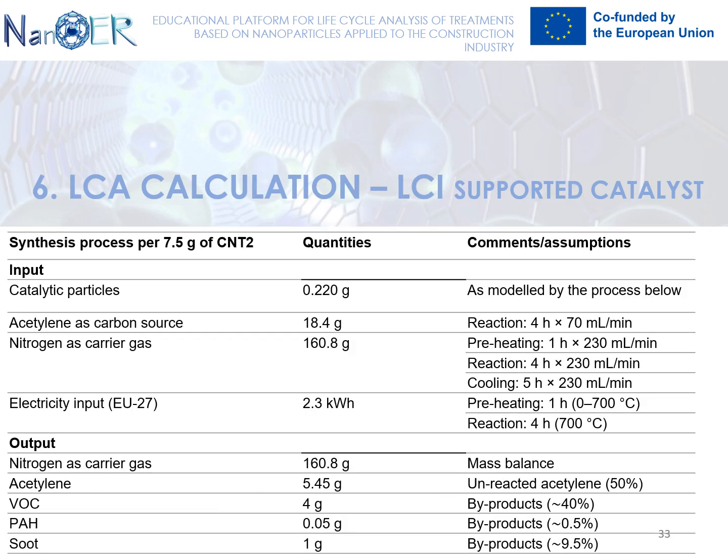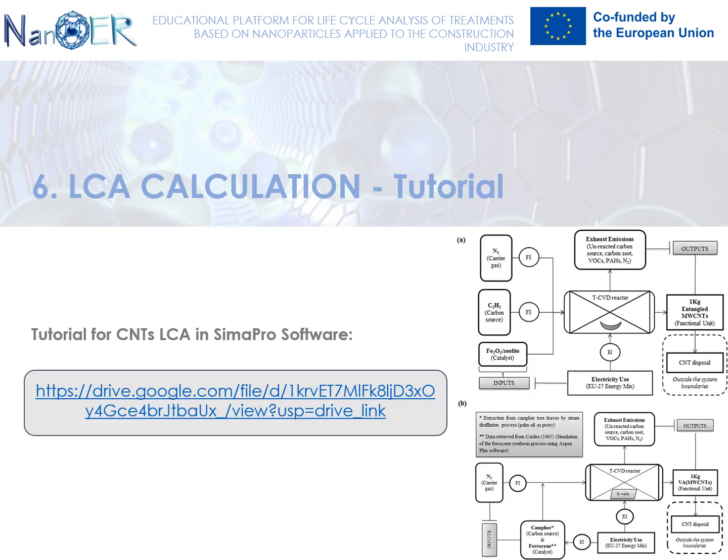Similarly, for the supported catalyst approach, all data except of the catalyst were available. The catalyst in this case is synthesized in the lab, thus it is also modeled separately and used in the CNT model. Here you may watch the whole procedure in SimaPro software for preparing the supported catalyst approach model step by step.